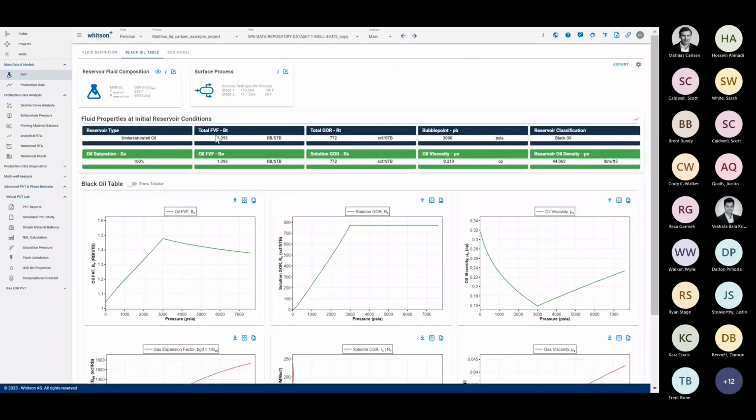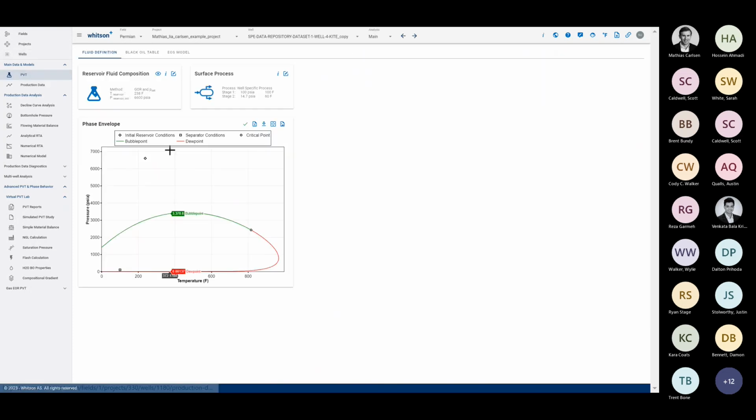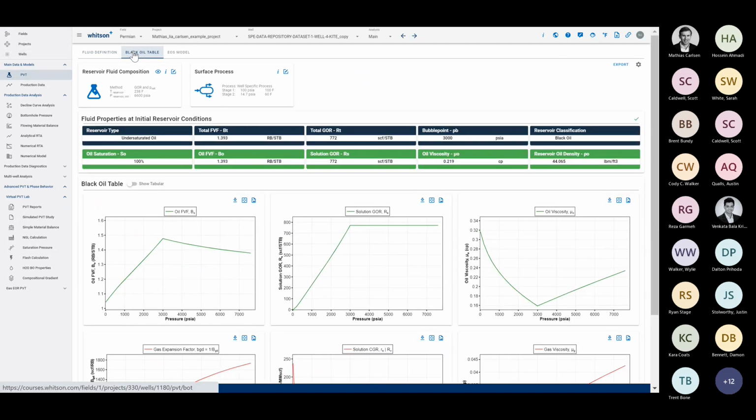Okay, so you go here. These are the numbers that I talked about with you all. The total formation volume factor and the total GOR. These are the numbers you can use in all the different cases. And when you go into a project, you can actually export this for all the wells in the project by clicking export selected, and you get a summary of all of those properties, the compositions predicted, etc. So you can map out these properties very nicely in the software.